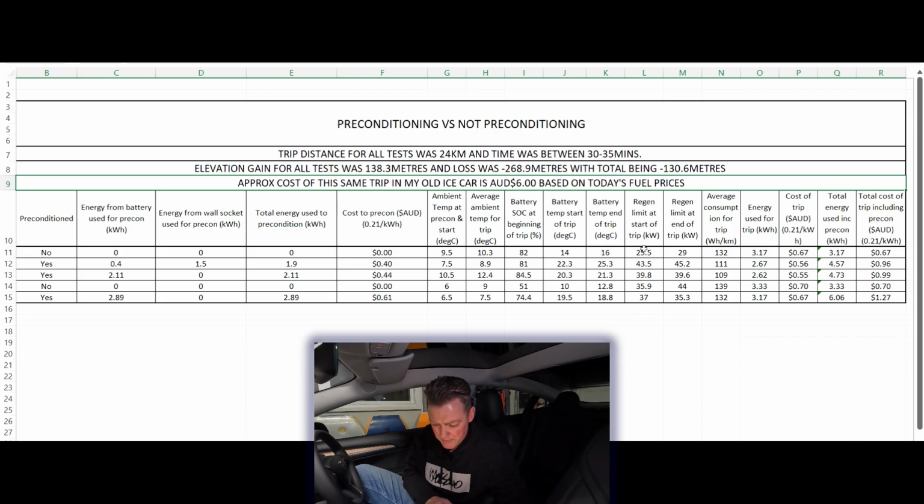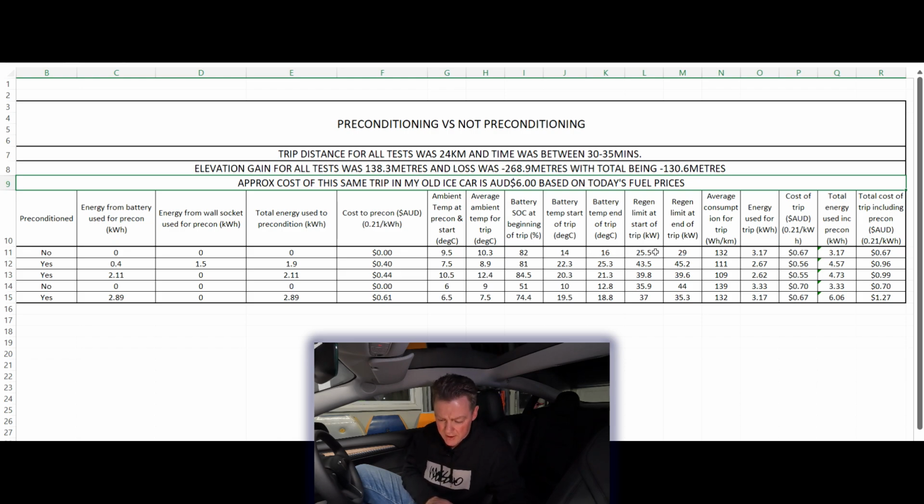Regen limit at the start of the trip, 25.5. That's not really a nice drive. You're having to use the brake pedal a lot, and that's what I found there. That was at a higher state of charge, 82%, and I didn't realize that even at 82% you're going to get some regen limiting with a cold battery. So I found out that your state of charge really affects that. A higher state of charge with a cold battery is going to be even worse for regen limit.